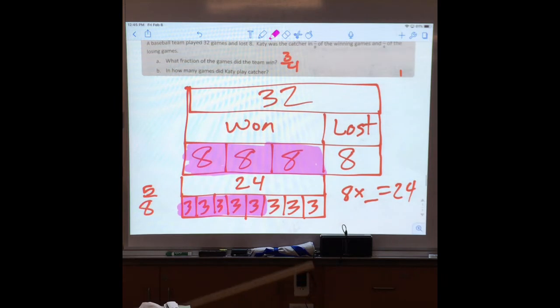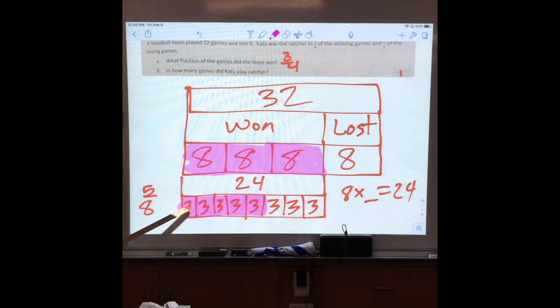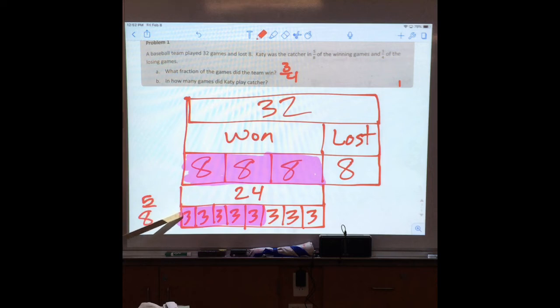So let's go back to our question. In how many games did Katie play catcher? She played in 3, 6, 9, 12, plus 3, 15. Katie plays in 15 games, right, as we see here. So I'm just going to put 15 games.